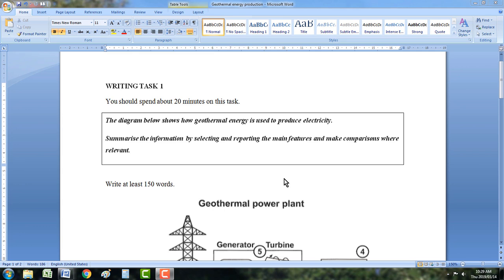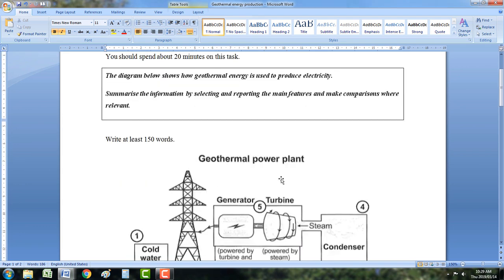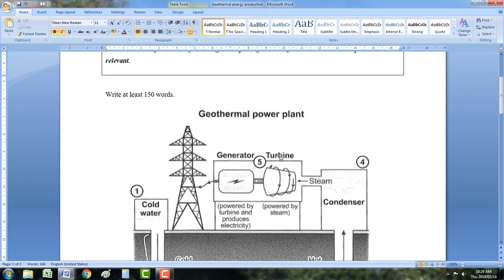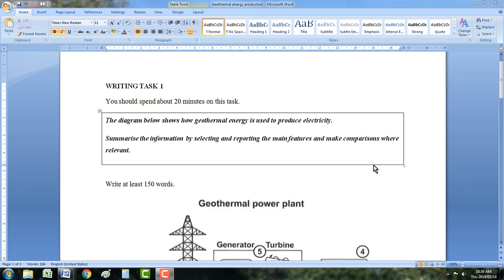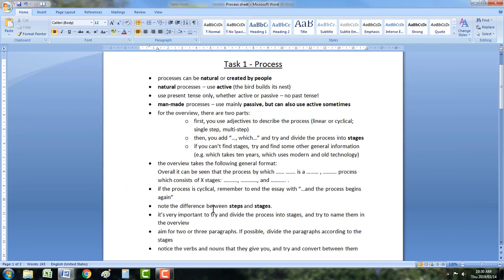Okay, let's do a Task 1 process. So we're going to look at this one, the geothermal power plant, which is from Cambridge 12, I think, if I'm not mistaken, Cambridge 12 Test 4, I think it is. So there's a lot to cover. I would like to just start with some notes about processes.